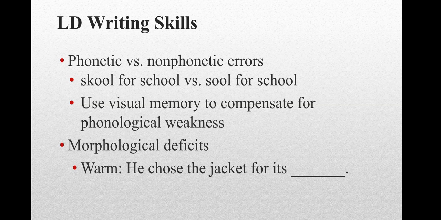They're going to use visual memory to compensate for phonological weakness. So they're going to try to remember, to picture that word in their head, how it is actually written out, rather than being able to sound it out. And they're also going to have morphological deficits. So, "He chose the jacket for its warmth," right? That's kind of a higher level morphology, right? They're going to be really late in being able to pick out a word like that.